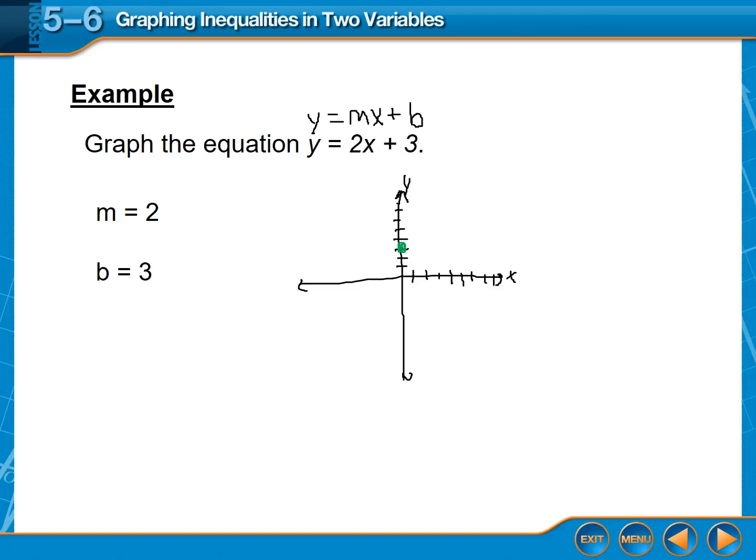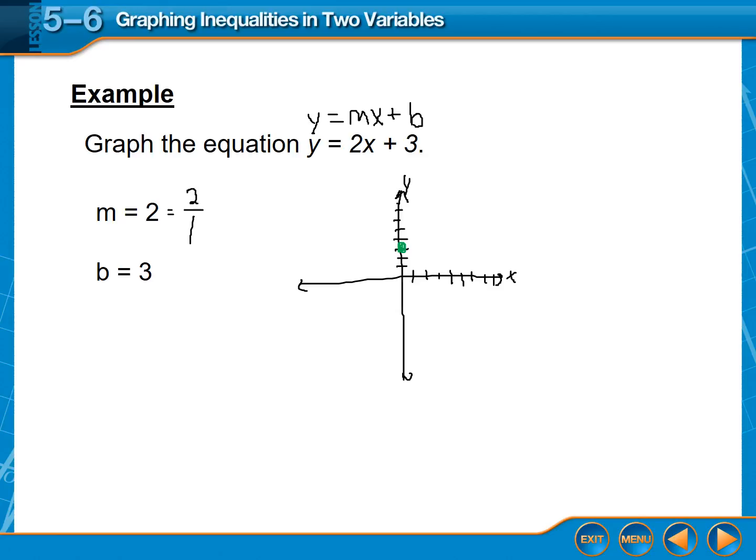Now, the slope is 2. And if you remember, slope is the change in the y value over the change in x. So ideally, I want to write slope as a fraction. 2 as a fraction is 2 over 1. So the rate of change, the line is changing by 2 on the y-axis for every 1 on the x-axis. That means I'm moving up 2 on the graph every time I move over 1 on x.